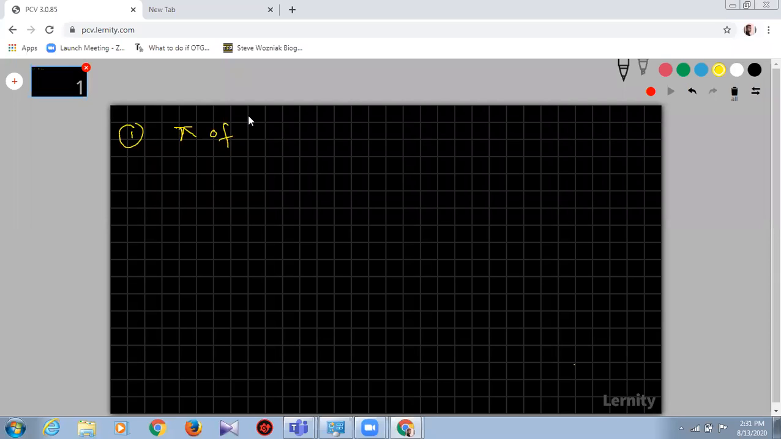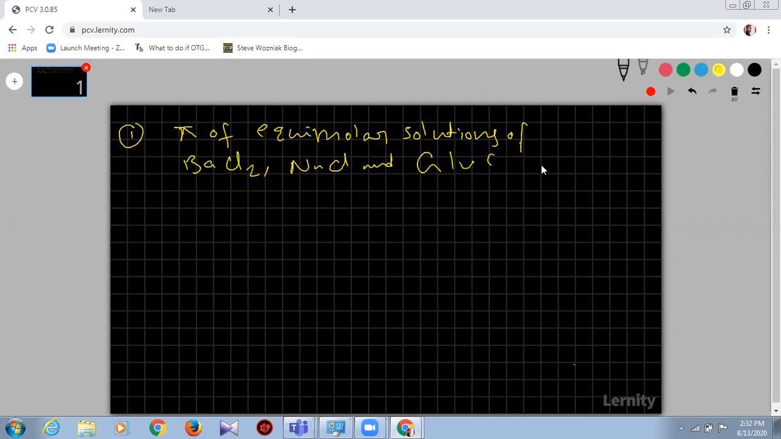what was given? Equimolar solutions of BaCl2, barium chloride, NaCl, and glucose. He is asking the order here. So now what is the osmotic pressure here?